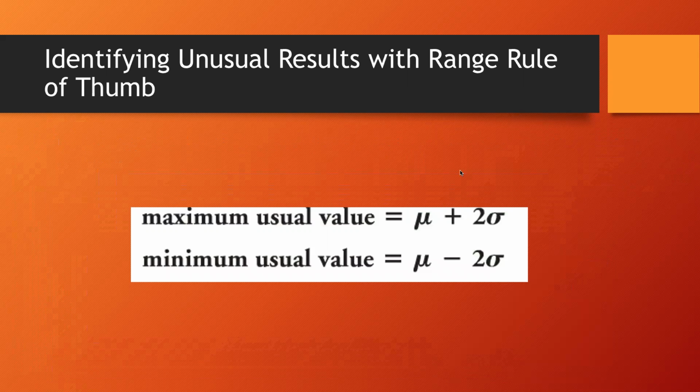Identify unusual results with the range rule of thumb, the maximum usual value, and the minimum usual value. These should look kind of familiar. You might have seen these before when we did x bar plus 2 times the sample standard deviation, for when we wanted to figure out max and min usual values in the past. Now we're translating them for a probability distribution. Basically, we can find the mean from the probability distribution, and we can find its standard deviation, and we can find its maximum usual value and its minimum usual value.